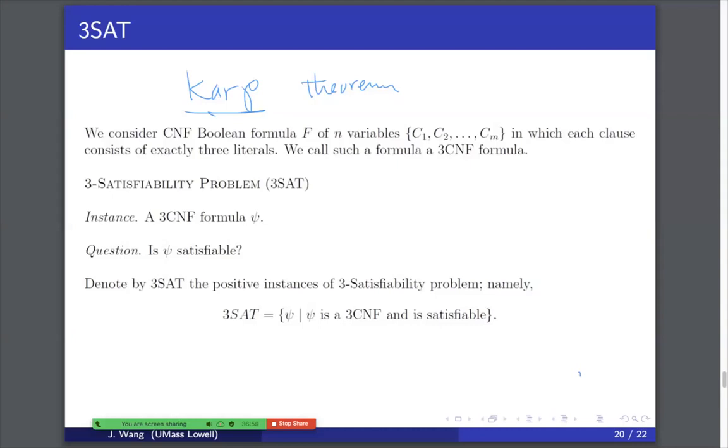All right. So what is 3SAT? This is a restricted form of SAT in the sense that each clause has exactly three literals. So again, the question is, you are given a 3CNF, that means each clause has exactly three literals. You want to know whether this 3CNF formula phi is satisfiable. So this is NP-complete.